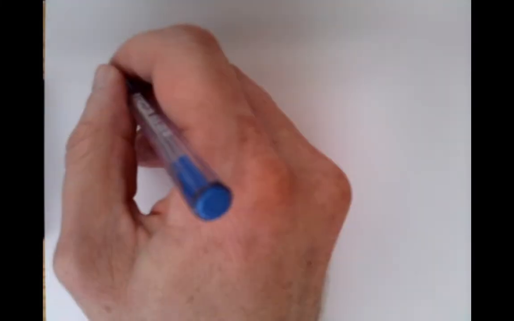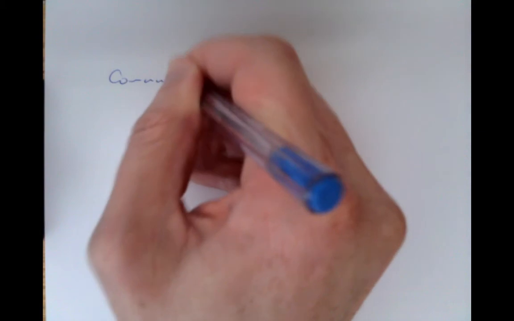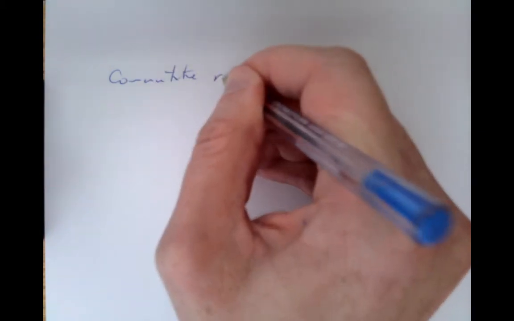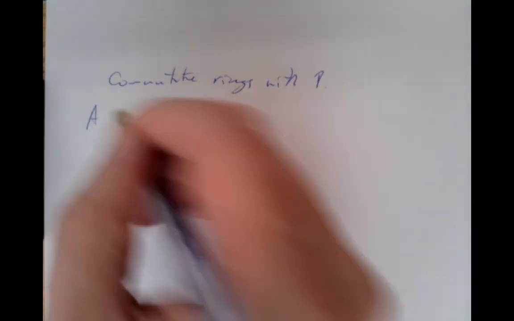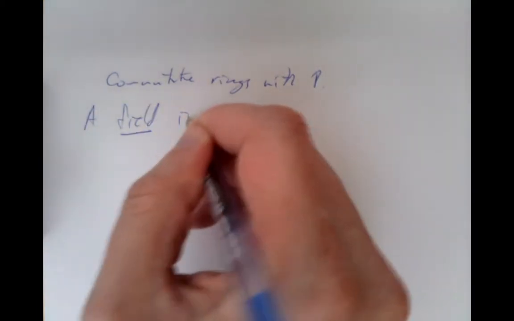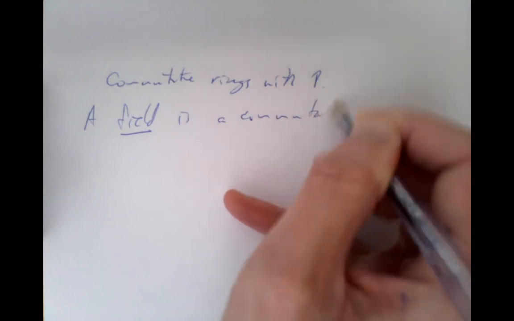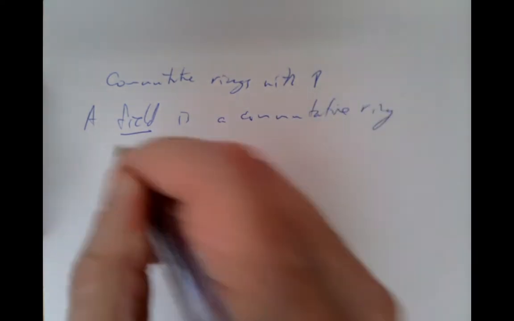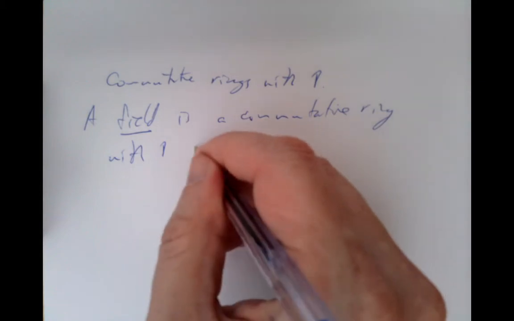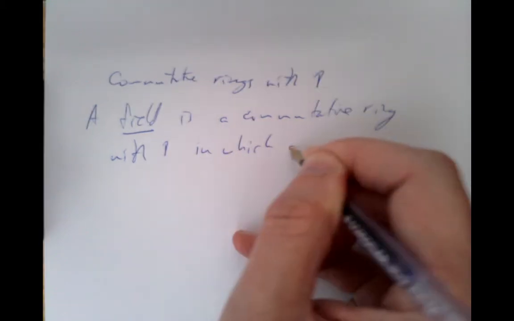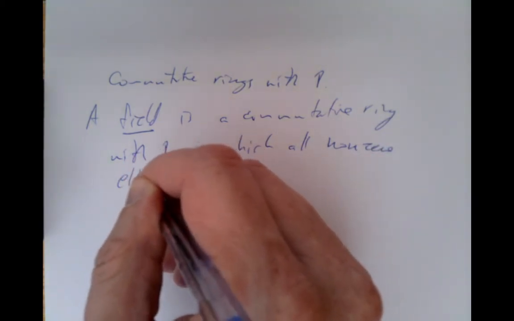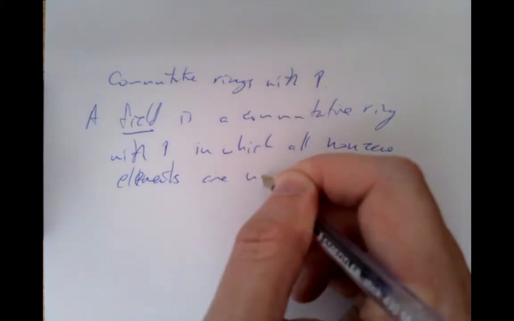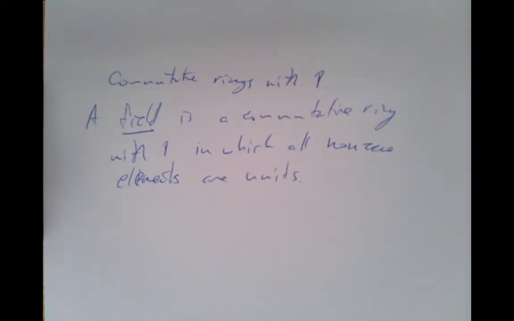So we get to the idea that maybe we might prefer to work with commutative rings with identity. Commutative is nice. Rings with an identity, rings with 1. But wouldn't it be nice if they actually had lots of reciprocals? So a field is a commutative ring with 1, with identity, in which all non-zero elements are units. They have reciprocals. So you can divide by everything but 0.